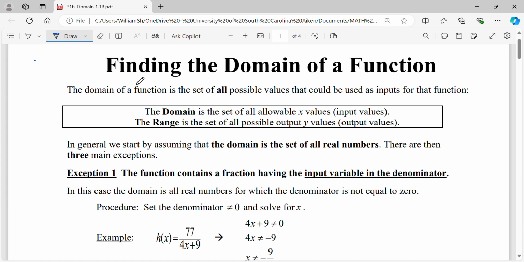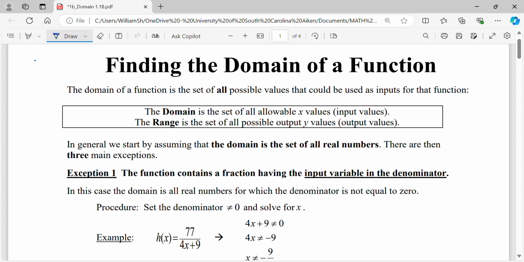Hello class, today we will be finding the domain of a function. Now the domain of a function is the set of all possible values that could be used as inputs for that function. The domain is the set of all allowable x values, which are your input values, and the range is the set of all possible y values, which are your output values.